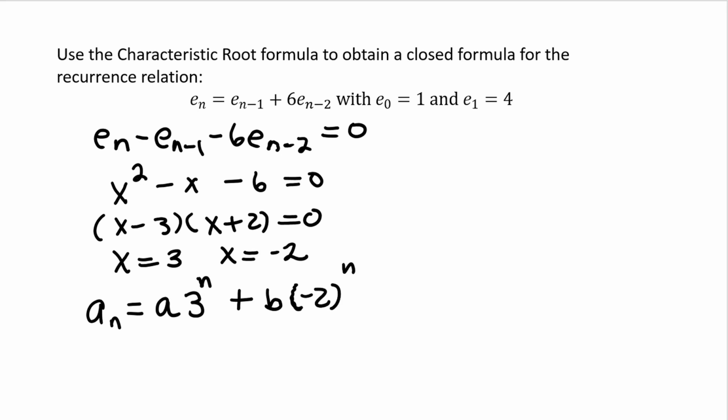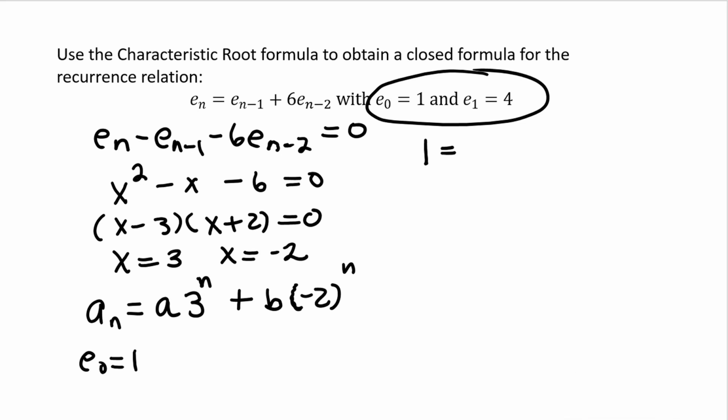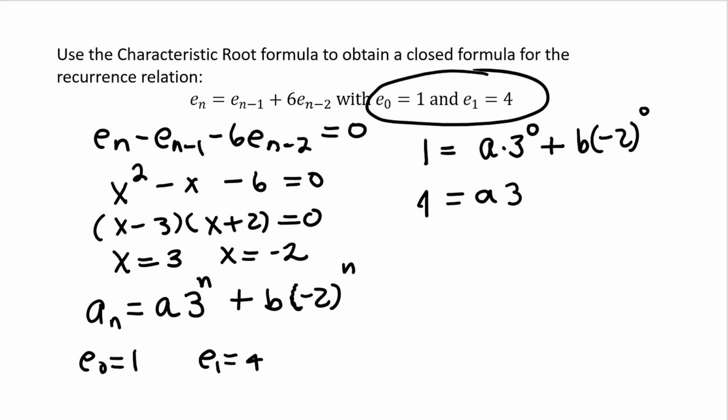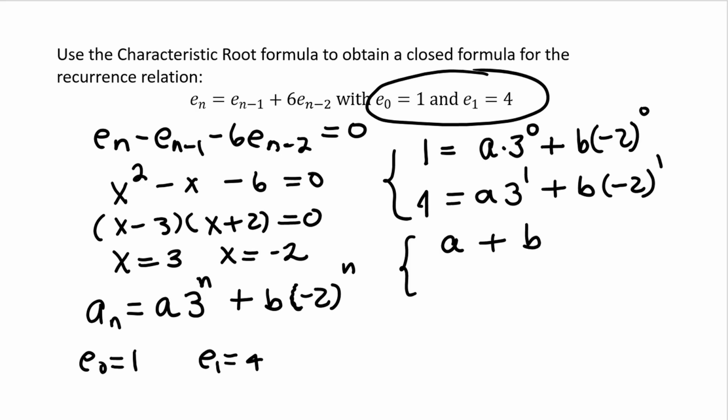This is when we need to use the initial conditions, the systems of equations. And so using e sub 0 equals 1, I would write this as e sub 0 is 1 and put in 0 for the n. So we'll have a times 3 to the 0 plus b times negative 2 to the 0, which is really nice because those go to 1. And then we have e sub 1 is 4. So 4 is equal to a times 3 to the power of 1 plus b times negative 2 to the power of 1. The system of equations that we get will be a plus b equals 1. Remember, anything raised to the 0 is just 1. And for the second equation, I will have 3a minus 2b equals 4.